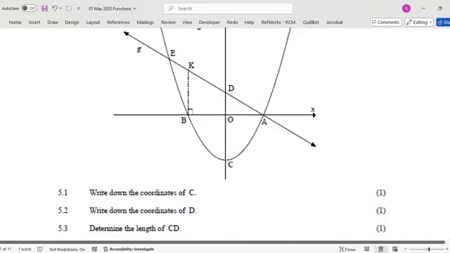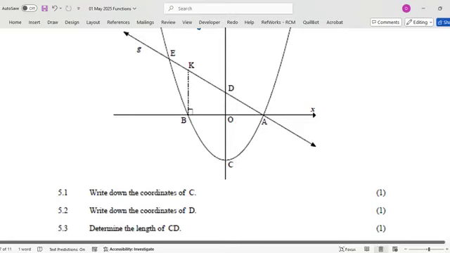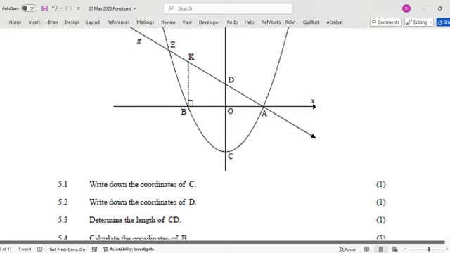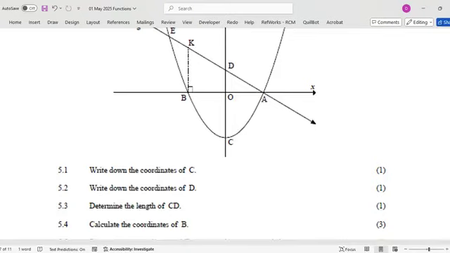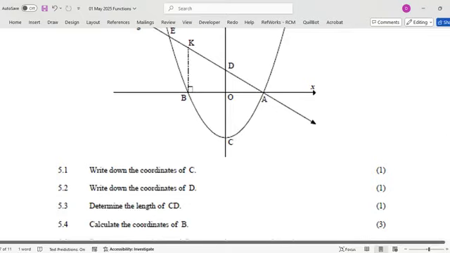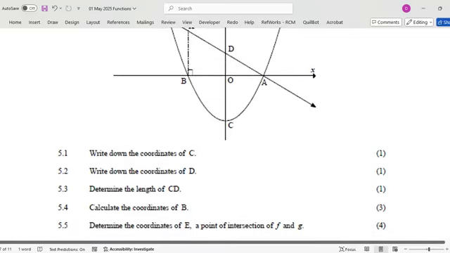And then calculate the length of CD. If you know the coordinates of D and you know the coordinates of C, then it's easy to calculate. We know on that line x is 0. So already we know x at D is 0, x at C is 0. Okay. Calculate the coordinates of B. B, is it the x-intercept or the y-intercept? X-intercept. Thank you. So for you to calculate the coordinates of B and the coordinates of A, use the x-intercept. And then E is the point of intersection.